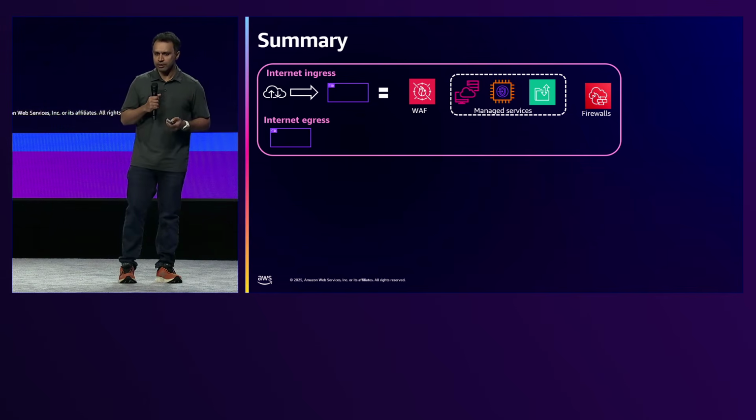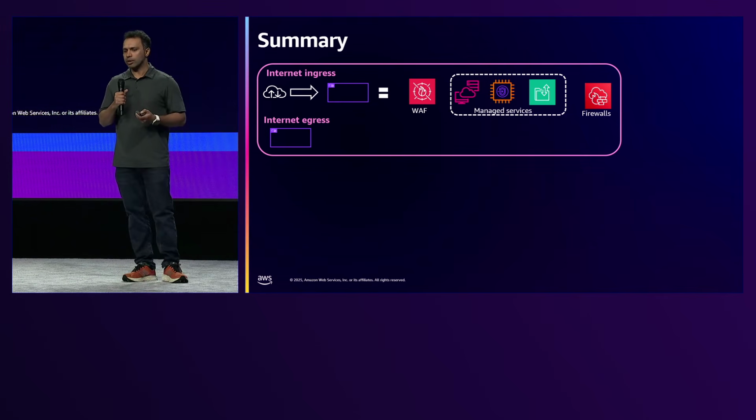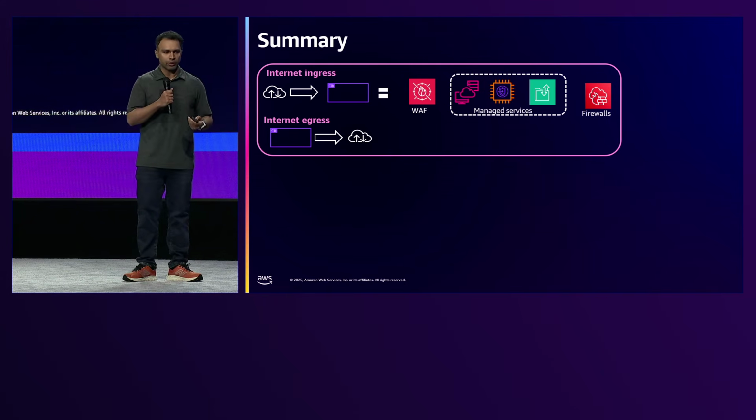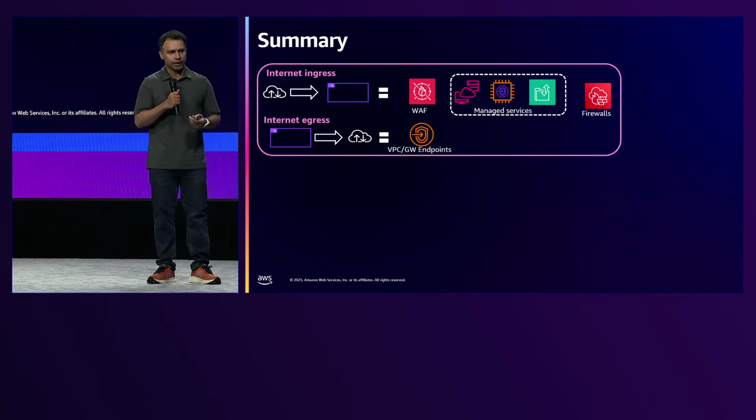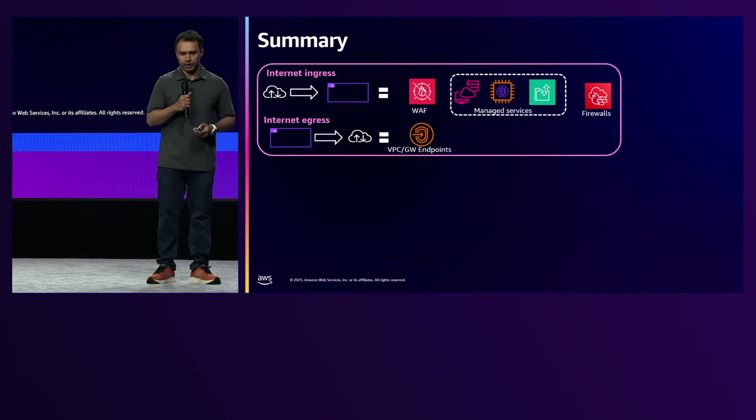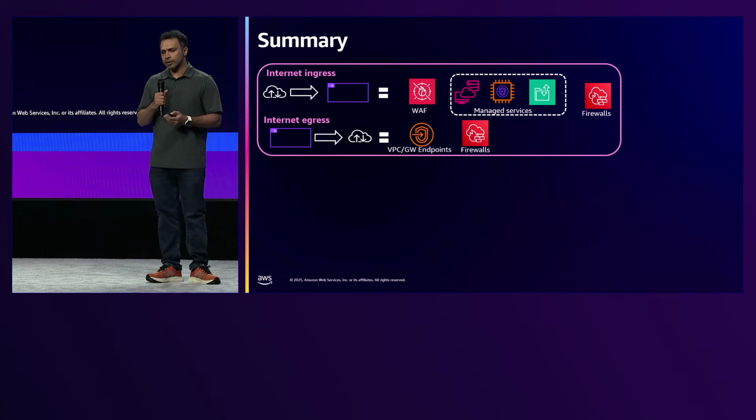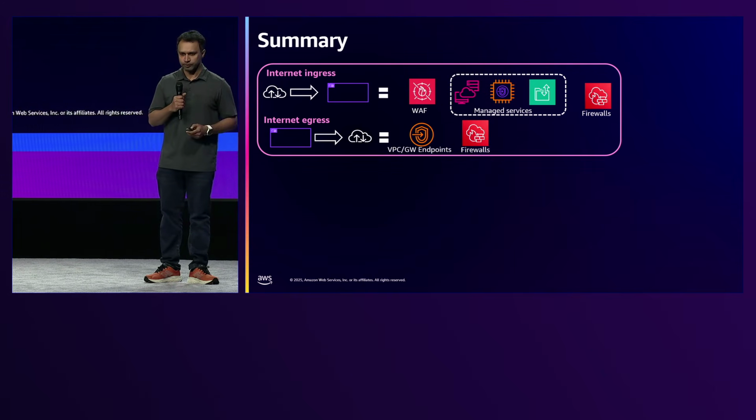For internet egress, the use case is traffic originates inside of a VPC and the traffic is going out to the internet. So for this, the verdict is use endpoints as much as possible. You can apply policies on the endpoints as well. And then in our experience working with customers, using inline inspection firewalls for egress is actually a solid use case.